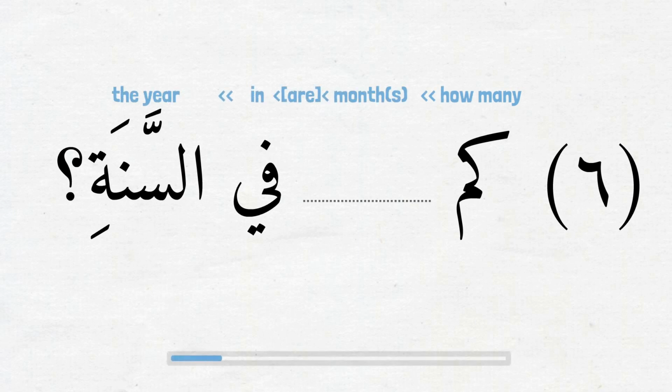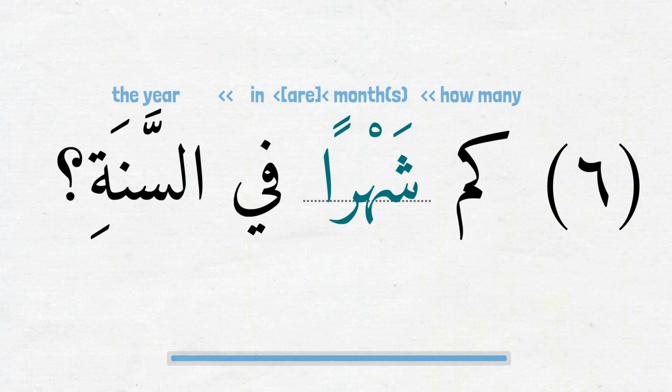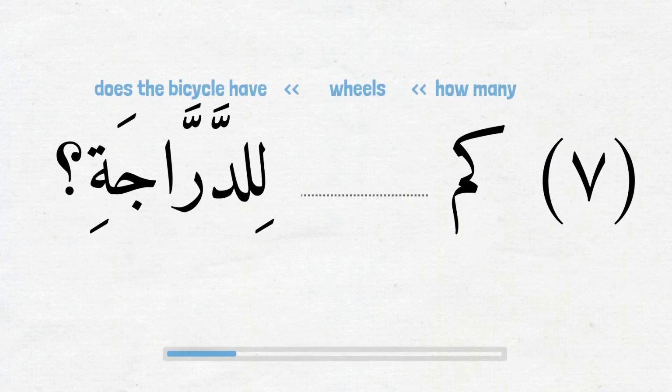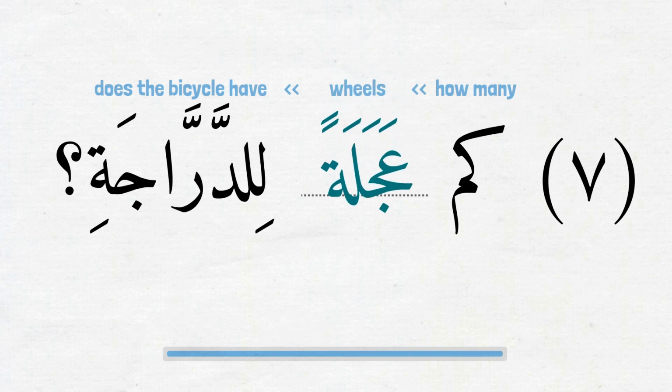Sentence 6. كم شهرا في السنة? How many months are in the year? Sentence 7. كم عجلة للدراجة? How many wheels does the bicycle have?